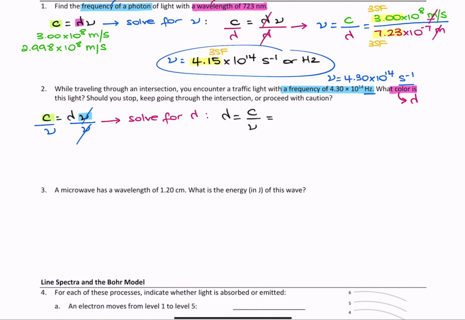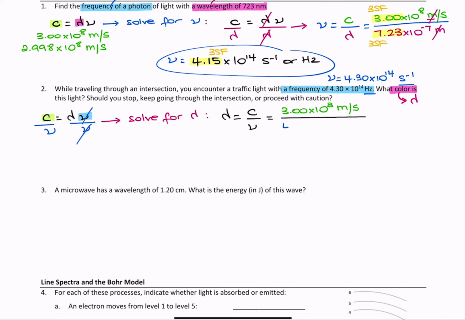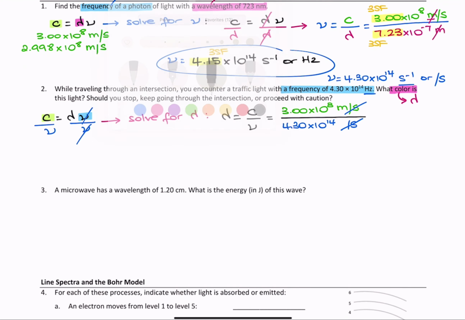C being the speed of light, 3.00 times 10 to the 8th meter per second, divided by the frequency in per second, so 4.30 times 10 to the 14 per second. This is the same thing as second negative 1. My per second cancel, and I get an answer in meter, and plugging it into your calculator, you get 6.98 times 10 to the negative 7 meter.